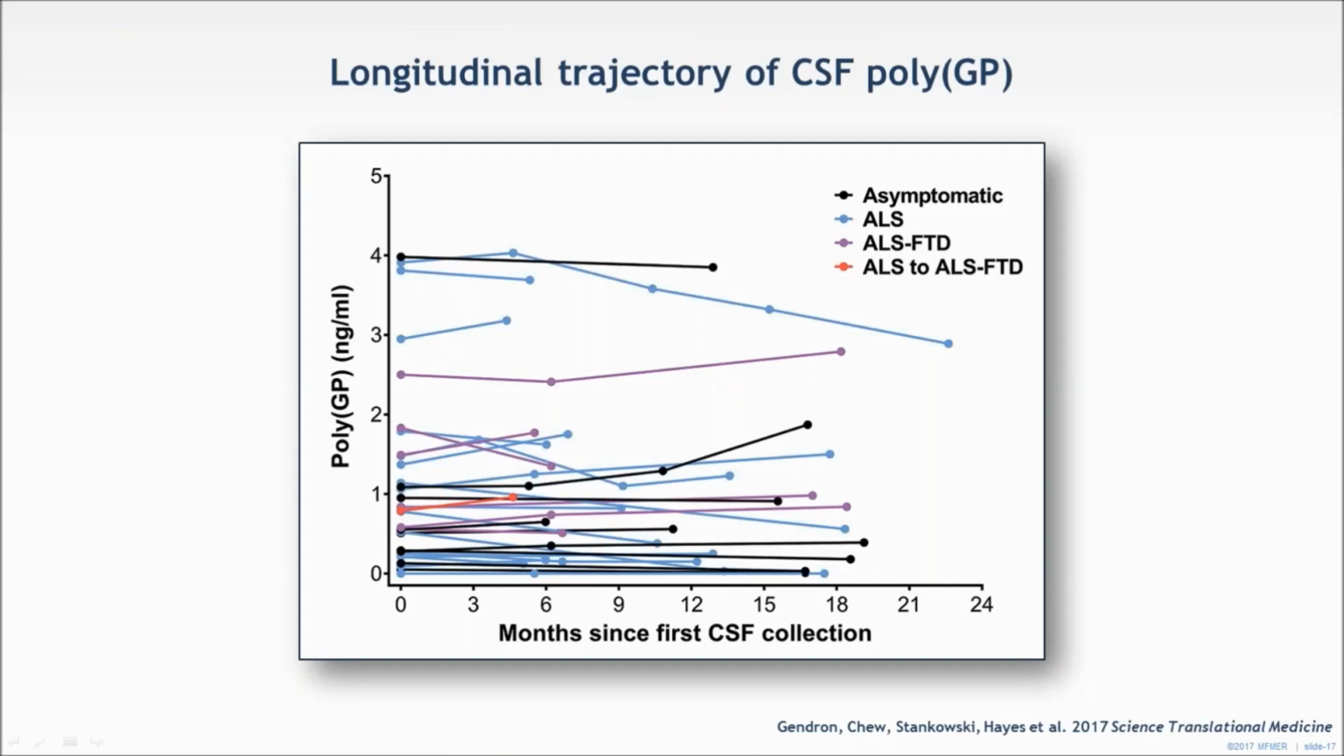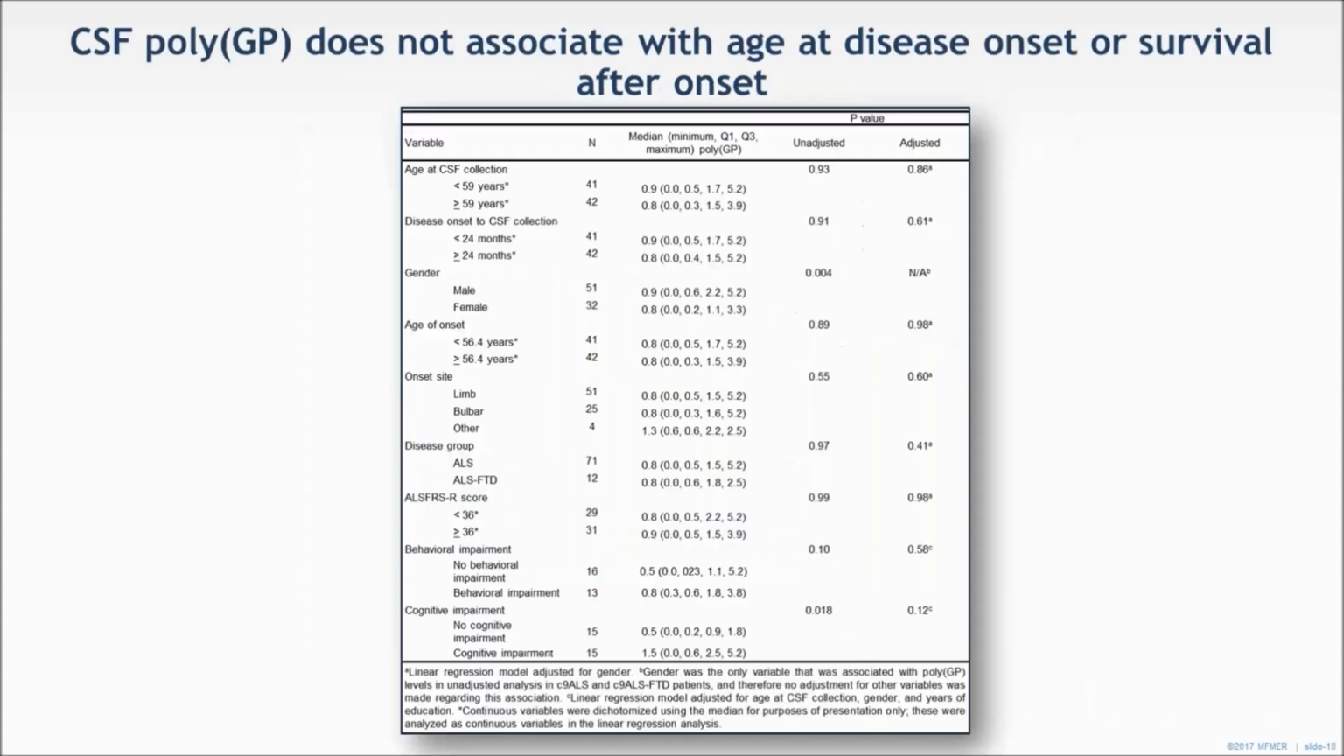In looking at PolyGP levels in samples that were collected longitudinally from the same patients, we noted that PolyGP levels were quite stable over time. And this actually bodes well for its use as a marker of target engagement in a clinical trial, because its stability will allow us better to discern any drug-induced effect on its levels. And we fully anticipate if an ASO is indeed hitting its target and causing the degradation of repeat RNA, we should see a concomitant decrease in PolyGP.